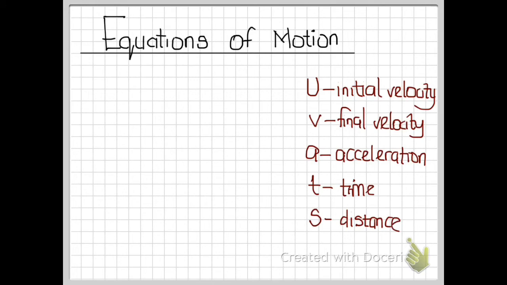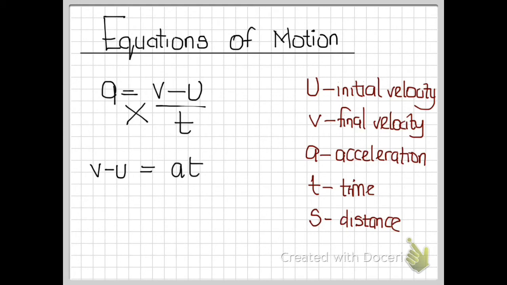So, the definition of acceleration is the change in velocity with time. So, we can write that as a equals v minus u, change in velocity, over time. So that is the final velocity minus the initial velocity over the time t. And then we can cross multiply. We get v minus u is equal to at, and bring u over to the other side. We have v is equal to u plus at, giving us our first equation of motion.